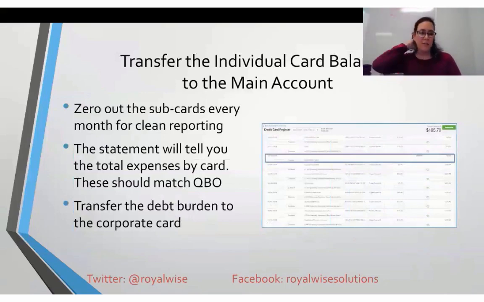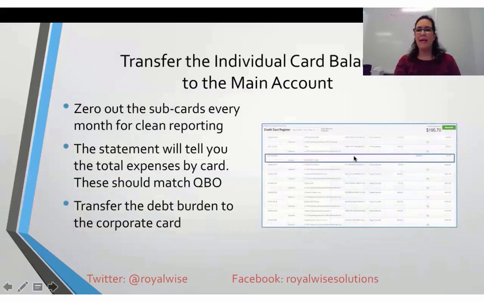So what you're essentially doing is you're having the corporate card pay off the subcard, is the easiest way to think about it. And so you make a transfer from the corporate card to the subcard. And essentially the corporate card is paying off the subcard. Just in the same way when we were talking earlier that if you're making a credit card payment, it's a transfer from your checking account to your credit card. This is a transfer from the credit card to the individual cards. Okay, does that make sense?